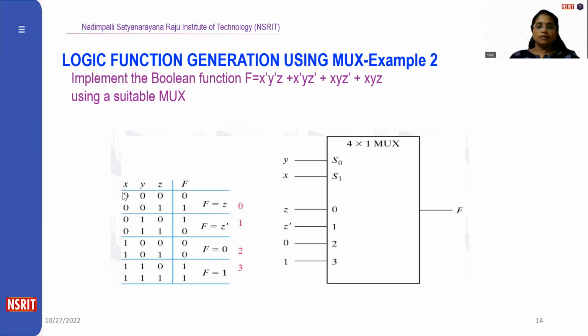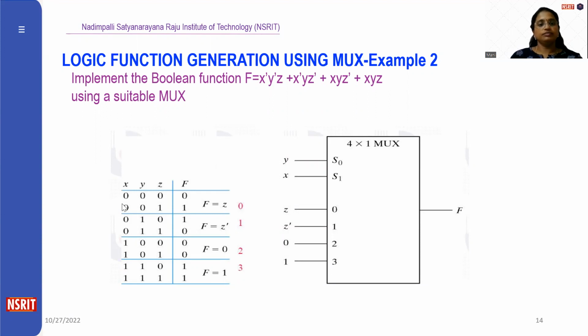Here I am considering x, y as the selection lines. X, Y as the selection lines. So 2 selection lines means 4 inputs. So it is a 4 cross 1 multiplexer. We require a 4 cross 1 multiplexer.